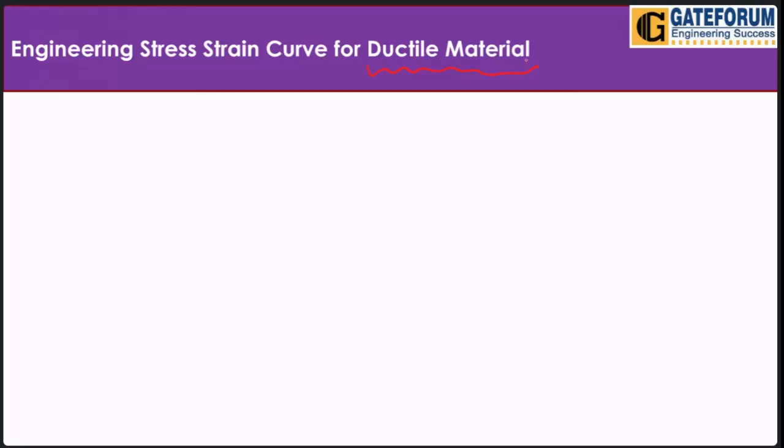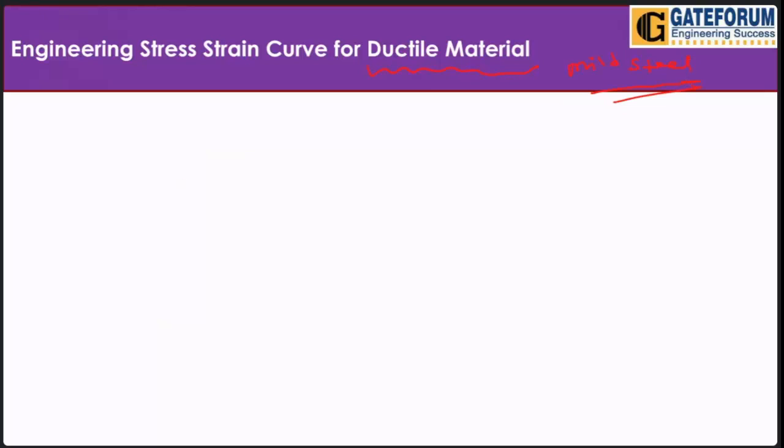That means if the percentage elongation is more than 5%, then the material is known as ductile material. That means stretching will be more than 5%. Okay, then it is ductile. For example, mild steel. And today I will draw a stress strain diagram for mild steel only.